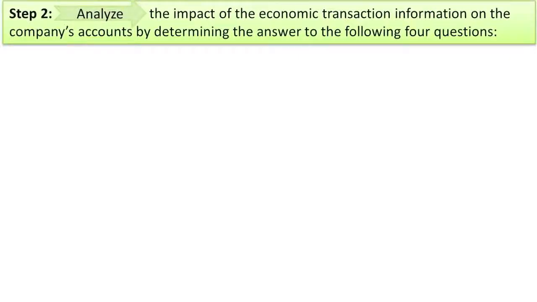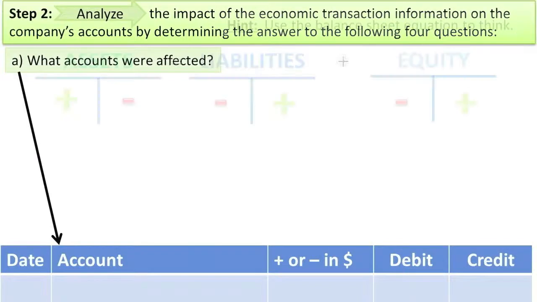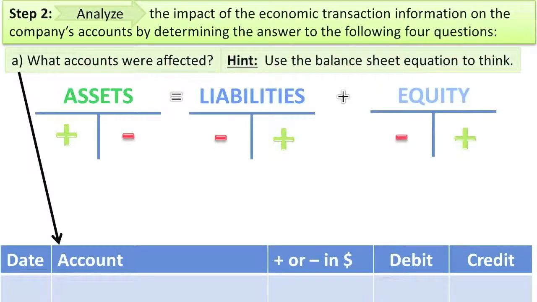Here's a reminder of the questions we will ask and what we will do in each step. Step 2. Analyze the impact of the economic transaction information on the company's accounts by determining the answer to the following 4 questions. A. What accounts were affected? Hint: use the balance sheet equation to think through which accounts are affected.